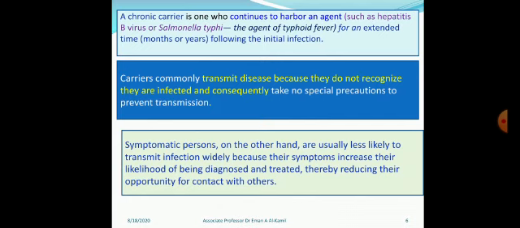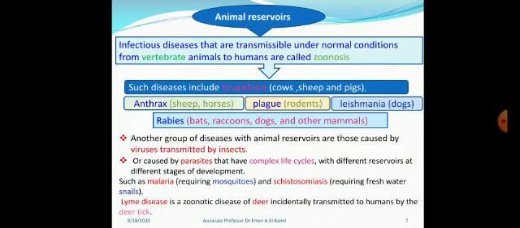Symptomatic persons, on the other hand, are usually less likely to transmit infection widely because their symptoms increase their likelihood of being diagnosed and treated, thereby reducing their opportunity for contact with other people. So this is another important point, that a symptomatic individual, because of the signs and symptoms, will have the treatment. So this will decrease the risk of the transmission of the infection to others, contrary to individuals who have no signs and symptoms, but they have the microorganism and they transmit the infection to other people.